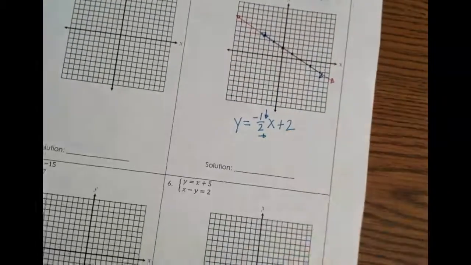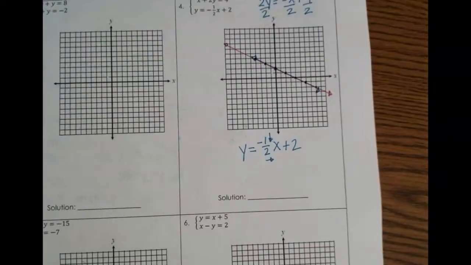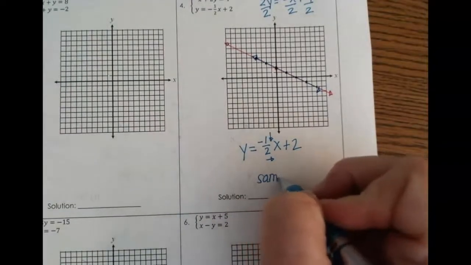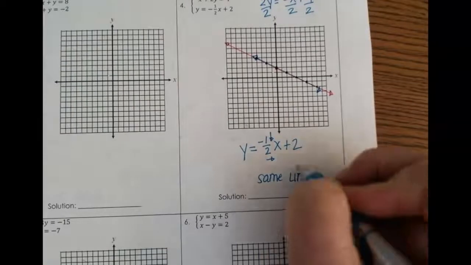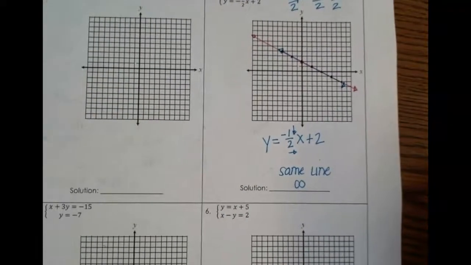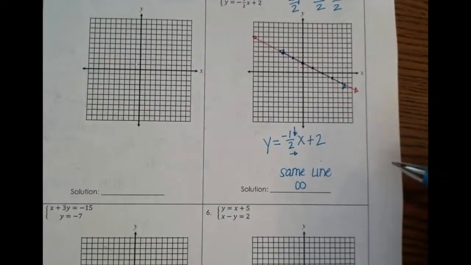So how many points do those lines share? They share all of the points because they're the same line. So that means the number of solutions it has is infinite, with our infinity sign, because they share every single point in common.